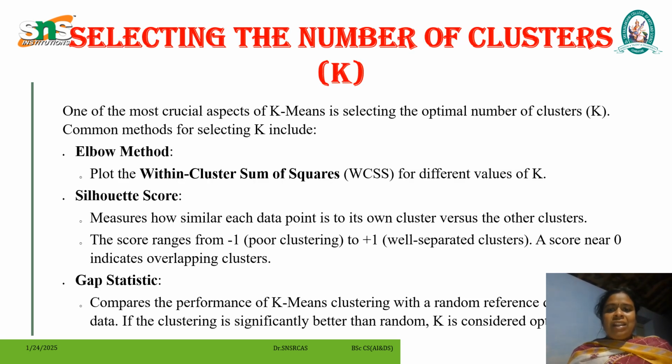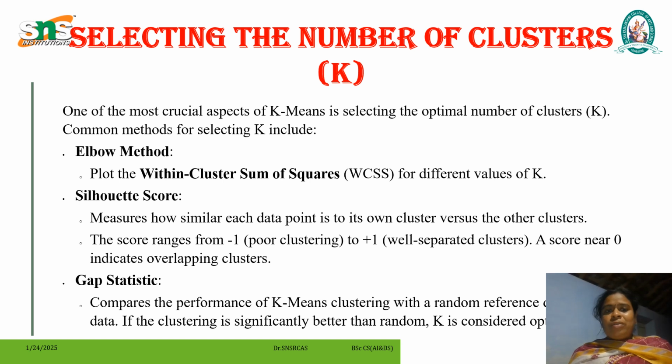Next one, selecting the number of clusters k. One of the most crucial aspects of K-means is selecting the optimal number of clusters, that is called k. Common methods for selecting k include, first one, the elbow method. The elbow method plots the within-cluster sum of squares, that is called WCSS, for different values of k. Look for an elbow where the rate of decrease slows down. The point at which the elbow occurs is a good choice for k.